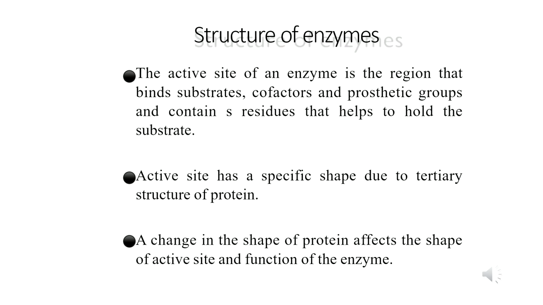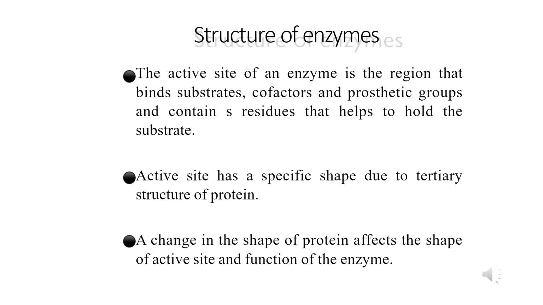Next is the structure of enzyme. So mainly the enzyme has two sites. First one is the active site and the second one is the prosthetic site. The active site of an enzyme is the region that binds the substrate, reaction intermediates and cofactors. The second site is the prosthetic group. The prosthetic group contains S residues that help to hold the substrates.